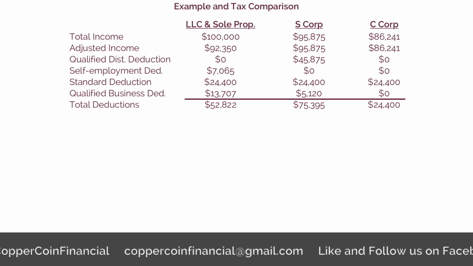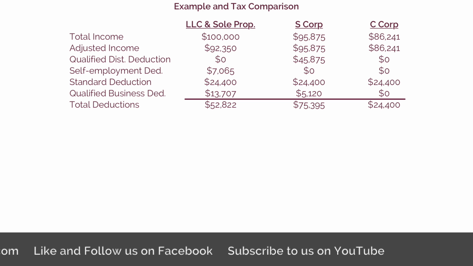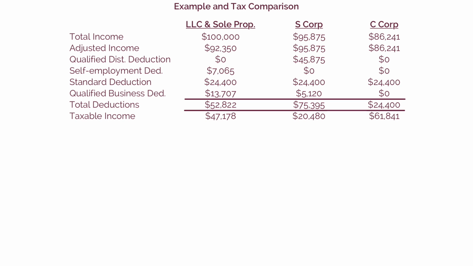So for total deductions, sole proprietors and LLCs have the same amount, $52,822. An S corporation, you get $75,395 in deductions, and then the C corporation just gets that standard deduction, $24,400. So that brings your taxable income down from that original amount. So your taxable income is $47,178 for sole proprietors and LLCs. For S corporations, it's $20,480. Pretty sweet qualified distribution deduction there. And then for the C corporation, their taxable income is $61,841.